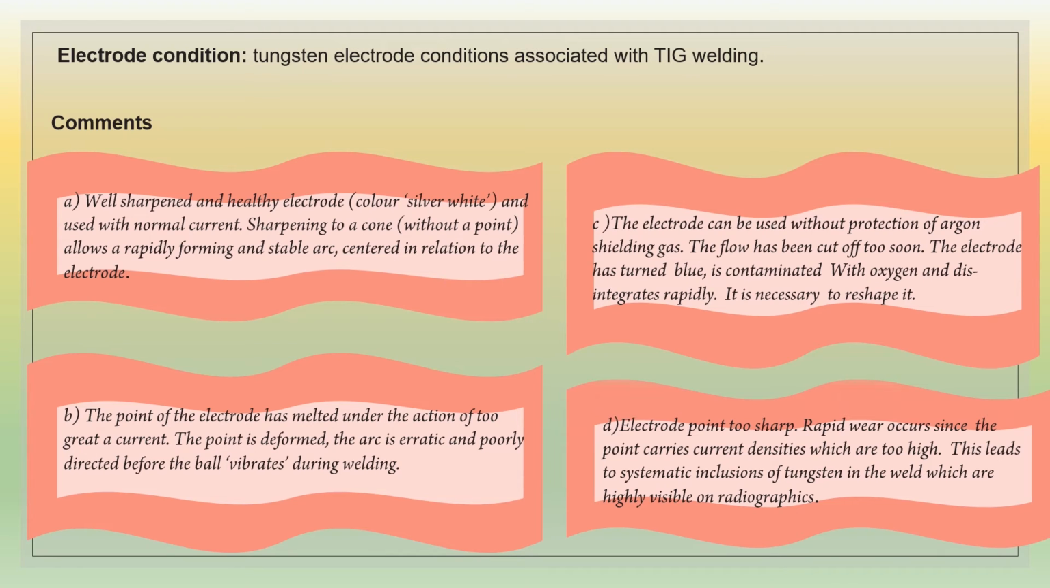B. The point of the electrode has melted under the action of too great a current. The point is deformed, the arc is erratic and poorly directed, and the ball vibrates during welding.